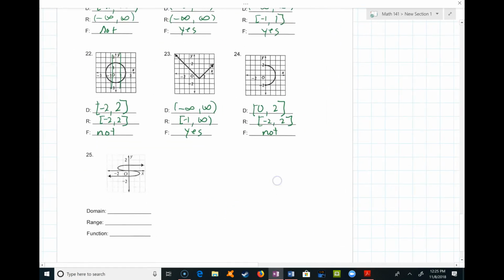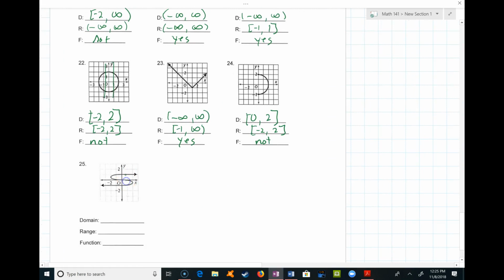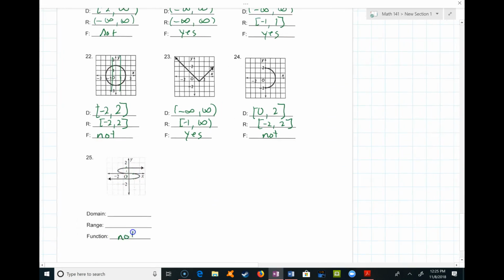Looks like we got one more here. That is not a function because there's a bunch of x values that have 3 y values, right? And so that is not. And the domain would be all real numbers because it goes forever in both directions. And the range, it looks like the lowest it gets is -1, and the highest it gets is +1.